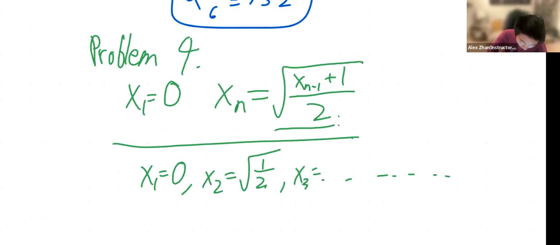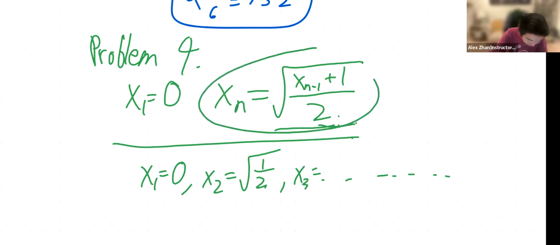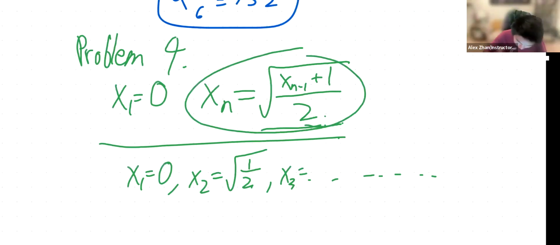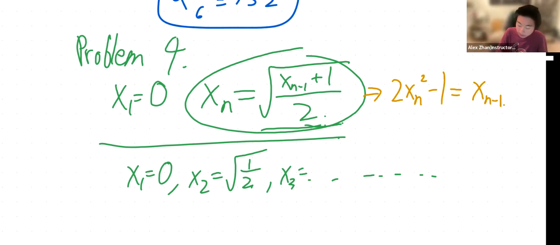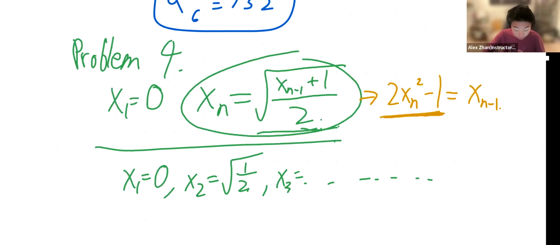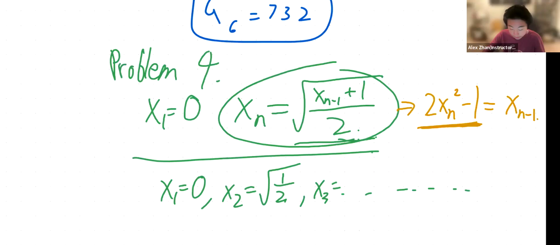When you look at xn equals root of (xn minus 1 plus 1) over 2, we can turn this into 2 times xn squared minus 1 is equal to xn minus 1. Now, does the 2xn squared minus 1 remind you of anything? Oh yeah, that question is to find the closed form of xn.